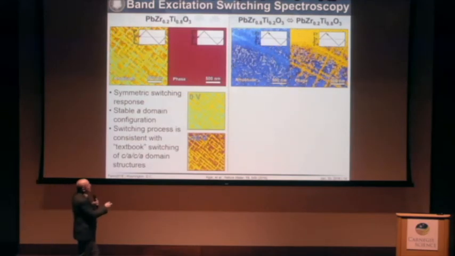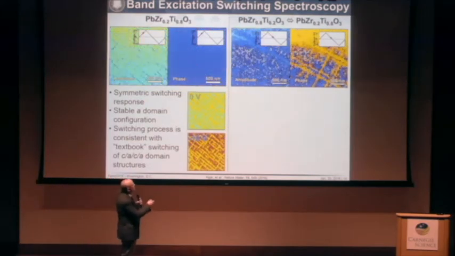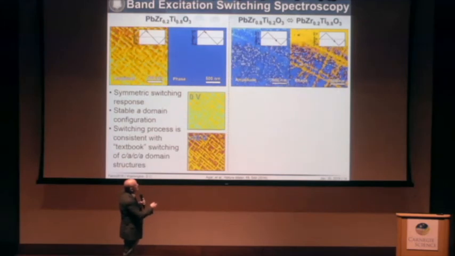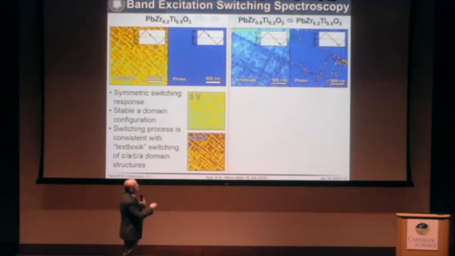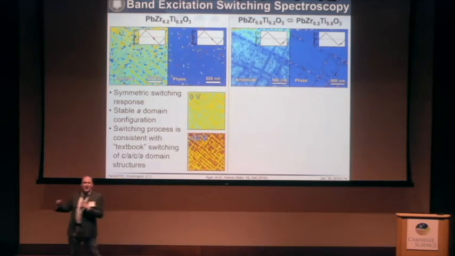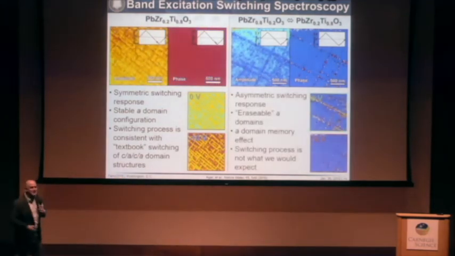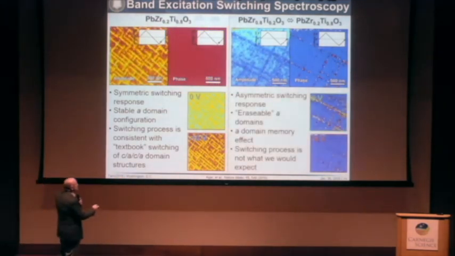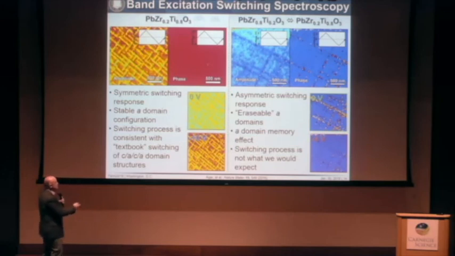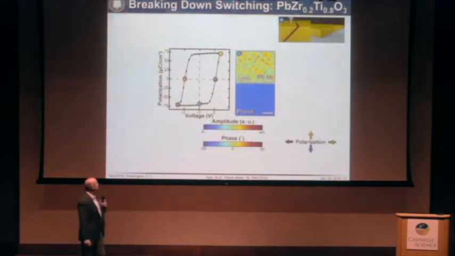Now, if we do this for the compositionally graded versions, what you'll see is that these A domains are going to start to change in nature as we go to certain biases. We can effectively erase or apparently erase these A domains. So they seem to come back and forth, and there's some sort of memory about where they are. They always come back in the same place. So this is not what we expected.